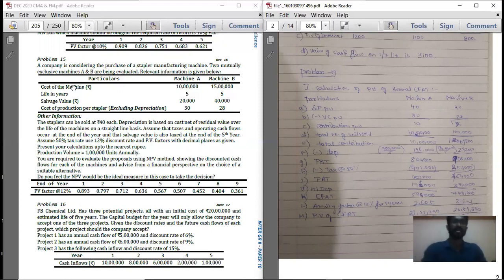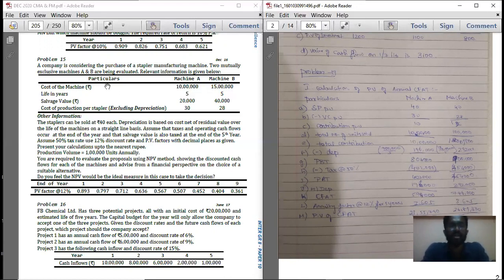A company is considering the purchase of stapler manufacturing machine. Okay, there is a company, X company, it is considering for purchase of stapler manufacturing machine. It is going to procure a machine to manufacture staplers. Two mutually exclusive machines A and B are being evaluated. Relevant information is given below. See, for both the machines, relevant information they have given.